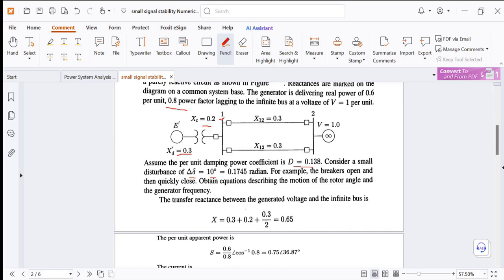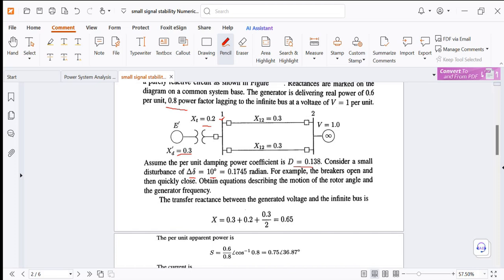This happens when, for example, the breakers open and then quickly close. So this disturbance occurs in an instant when a breaker suddenly opens. It basically causes a disturbance in the angle, delta delta, and that disturbance is equal to 10 degrees. And after some time, suddenly it closes. Obtain equations describing the motion of the rotor.